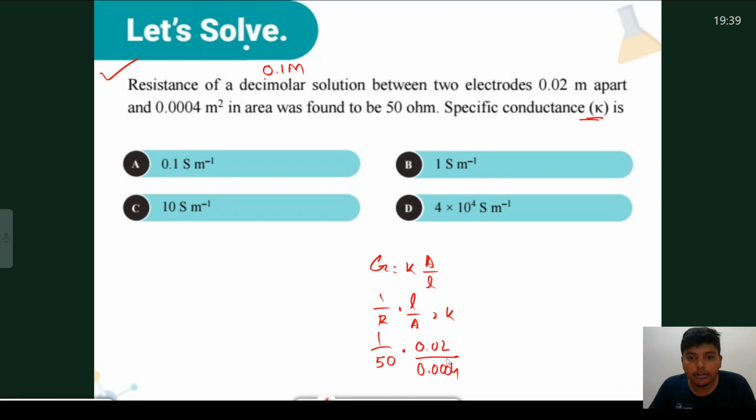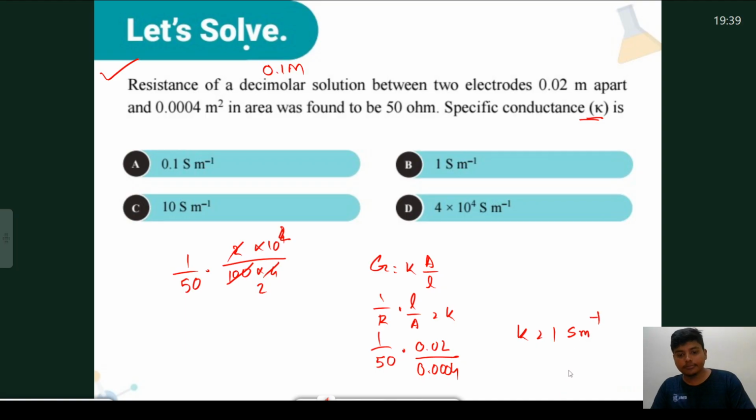So if you calculate it, what will happen? 1 by 50 into 0.02 means 2 by 100, and this is 4 into 10 to the power minus 4. So the 100 will become a square, and the 2 cancels, so 1 will come. Kappa will become 1. Understood?